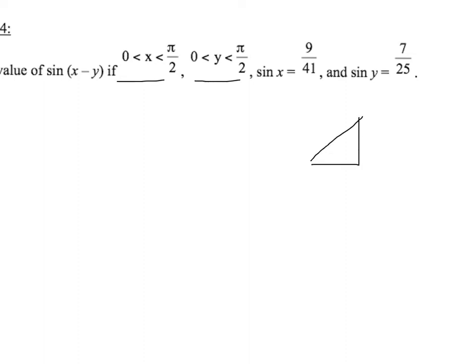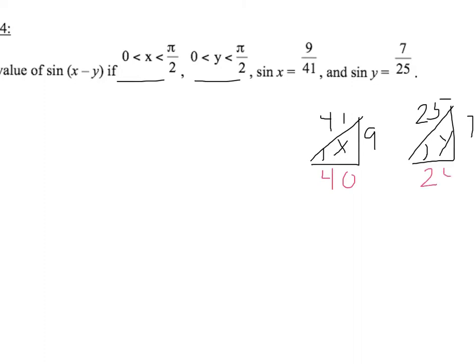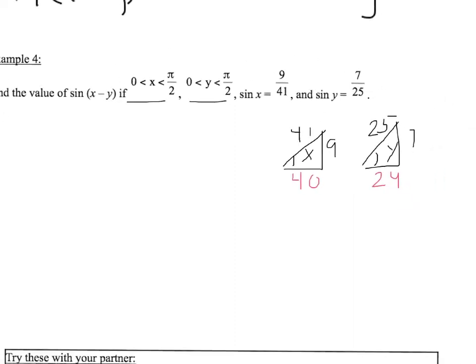And I'm going to label one triangle X and one triangle Y because we have two different variables. Then I'm going to label my triangles. Alright, I've labeled my triangles and drawn them, and now I'm going to solve them. This one is going to be 40, nice Pythagorean triple there, and this one will be 24. Now it's possible for me to find the values for the sine and the cosine for each angle.